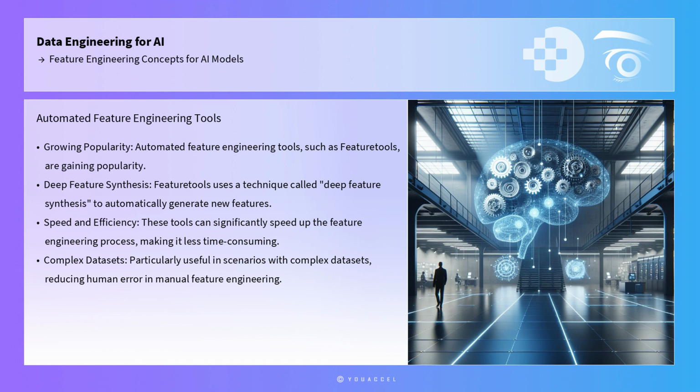Automated feature engineering tools, such as Featuretools, are gaining popularity as they can significantly speed up the feature engineering process. Featuretools uses a technique called deep feature synthesis to automatically generate new features by stacking multiple operations on top of each other. This can be particularly useful in scenarios with complex datasets, where manual feature engineering could be time-consuming and prone to human error.